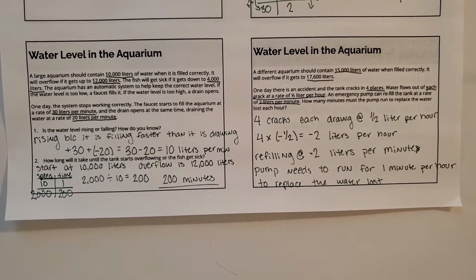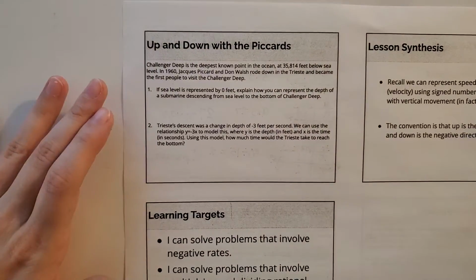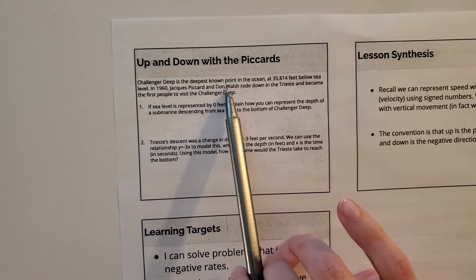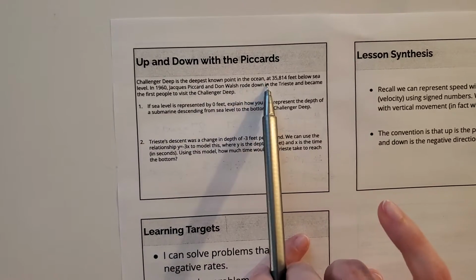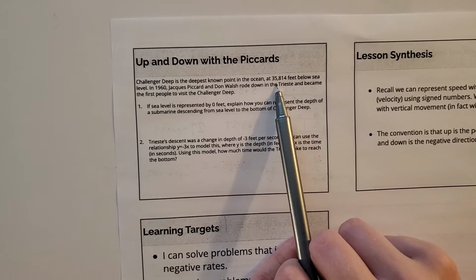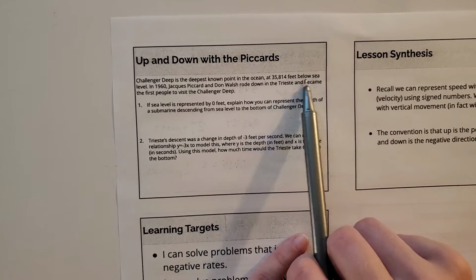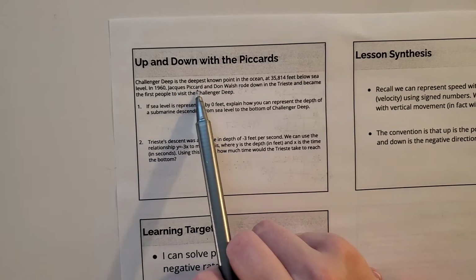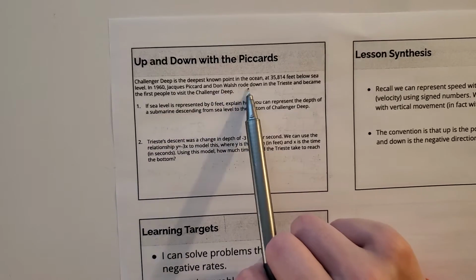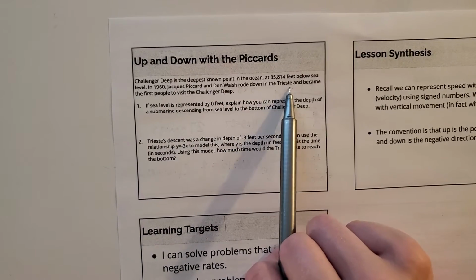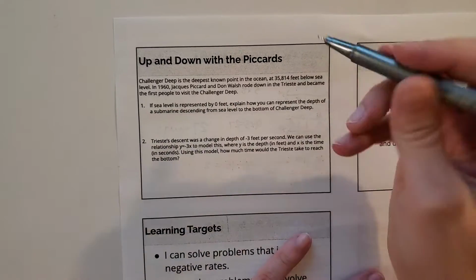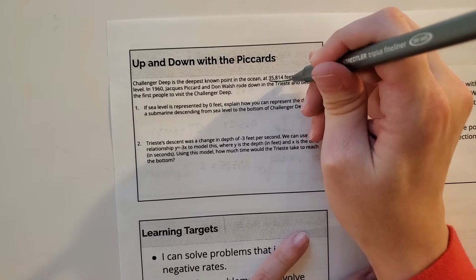Okay, let's move on to our last task. So we're talking about Challenger Deep, the deepest known point in the ocean at 35,814 feet below sea level. In 1960, Jacques Piccard and Don Walsh rode down in the Trieste and became the first people to visit the Challenger Deep.